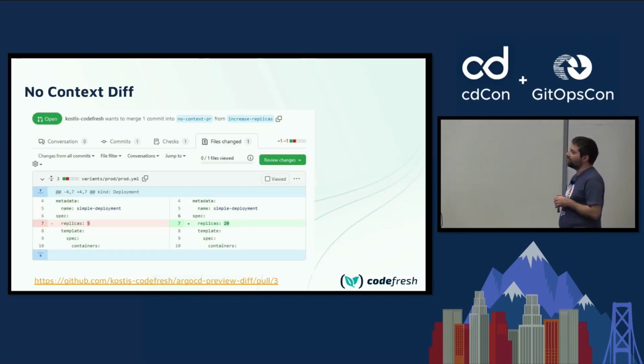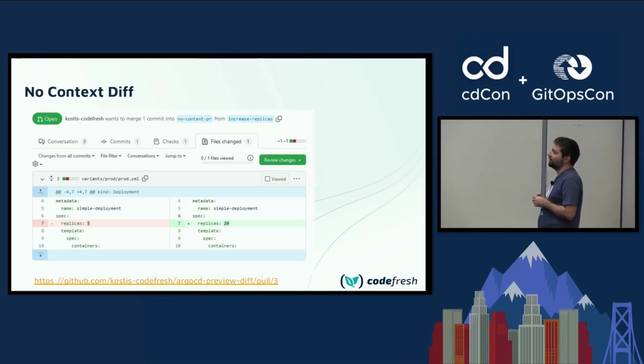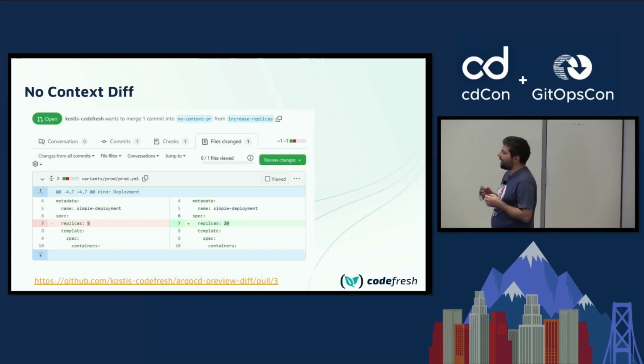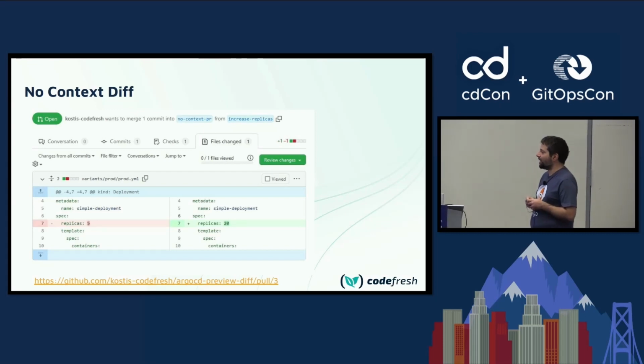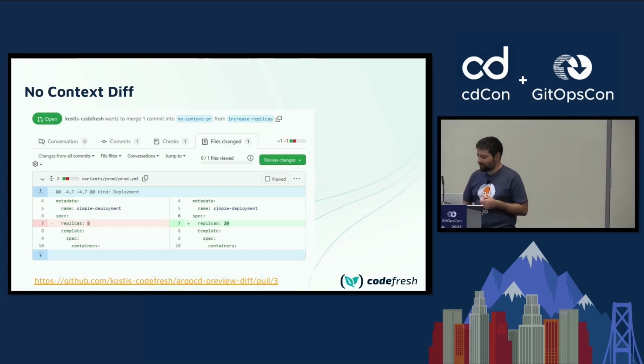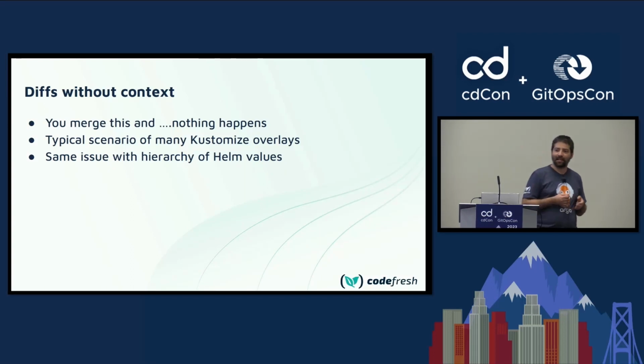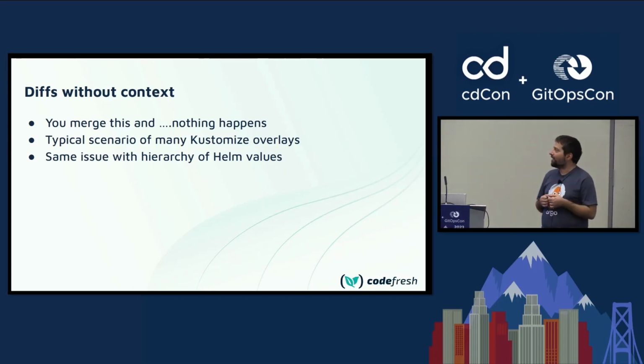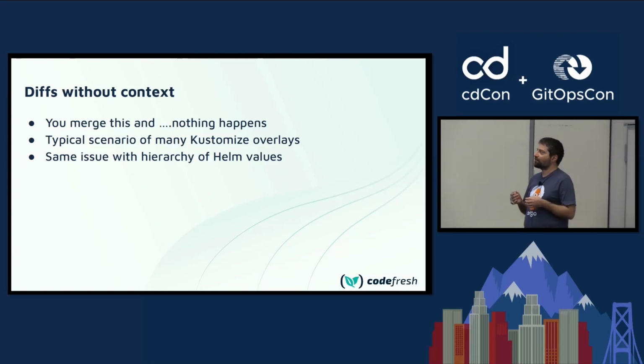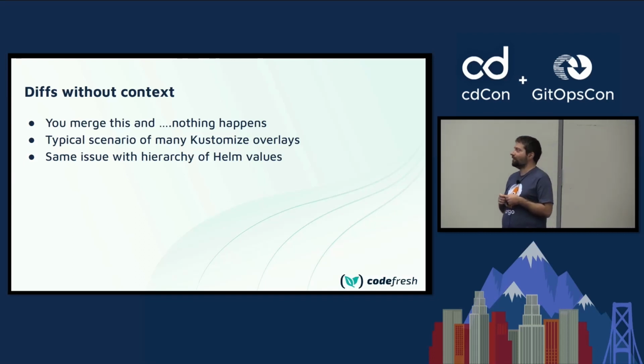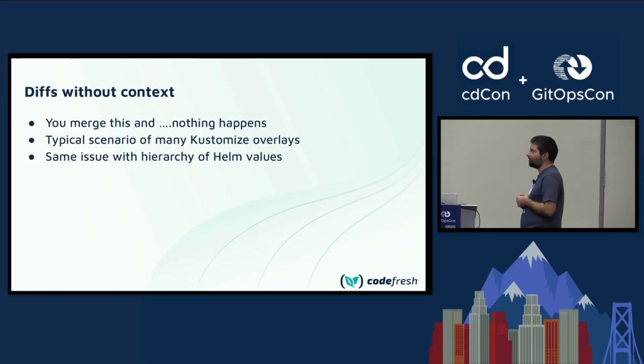So you look at it and you see, OK, it's changing the number of replicas. Looks good. Maybe it's Black Friday and you want to increase the replicas in production. You approve it, you merge it, and nothing happens. And nothing happens because, let's say you're using Kustomize. You change this file in a Kustomize overlay, but there was another Kustomize overlay downstream that had an override in the replicas field, and your change did absolutely nothing.